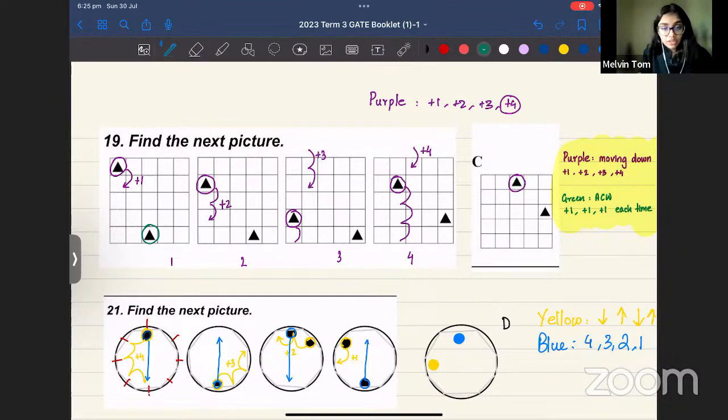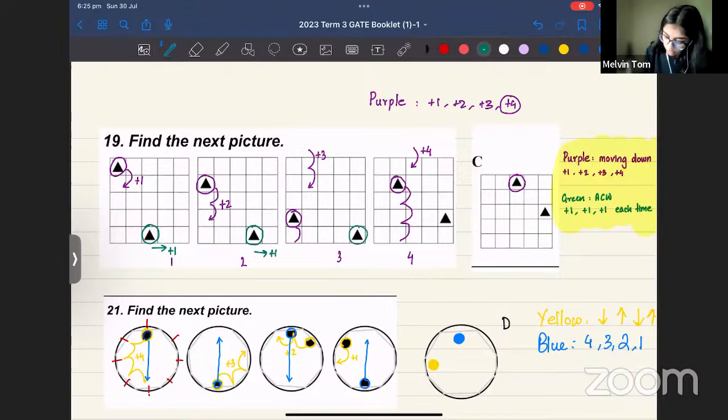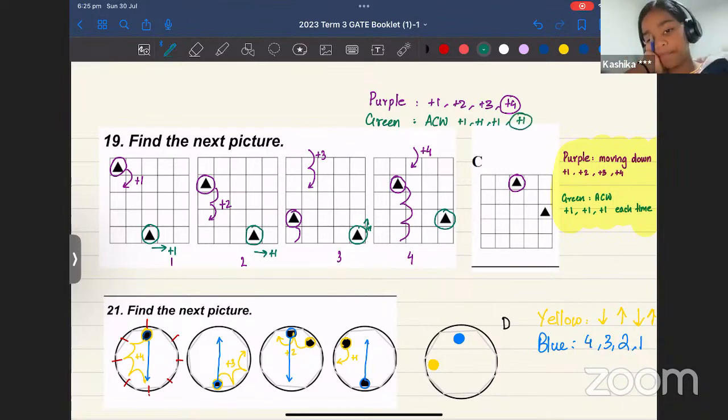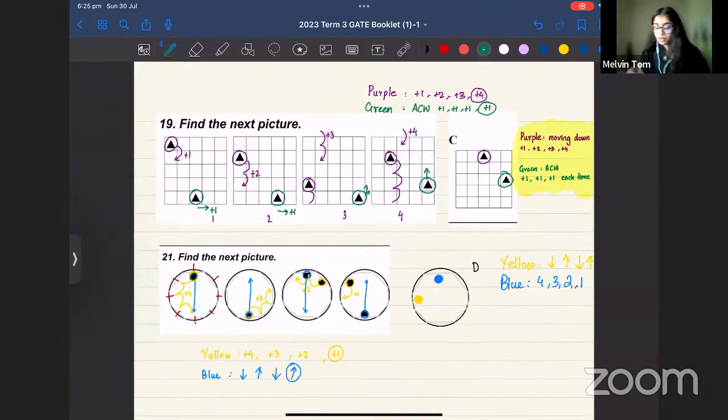Now, let's look at the green triangle. The green triangle, fairly straightforward. It's moving once right, plus one. Plus 1 in the second image, plus 1 in the third image, and up there plus 1 in the fourth image. So the pattern is plus 1. The green is going anti-clockwise. Plus 1, plus 1, plus 1. The next image will be plus one. Very straightforward.